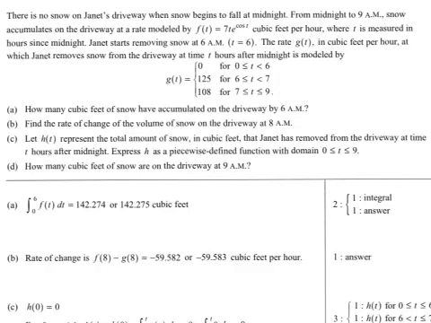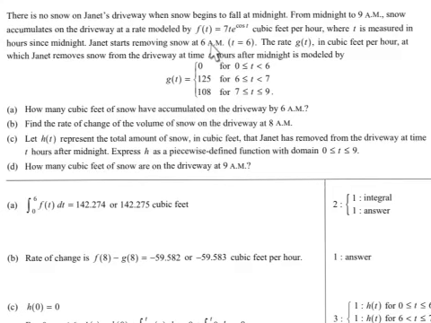There is no snow on Janet's driveway. Snow begins to fall at midnight. From midnight to 9 a.m., the snow accumulates. Got that? At this rate, where t is measured in hours since midnight, she starts removing at 6 a.m.